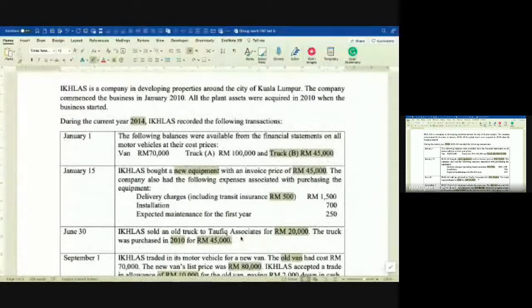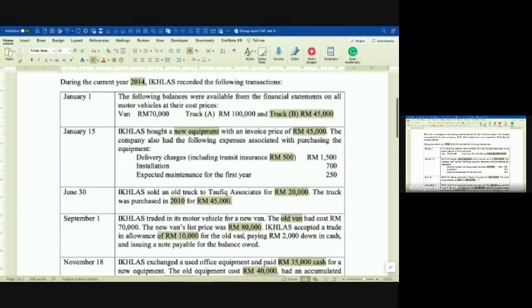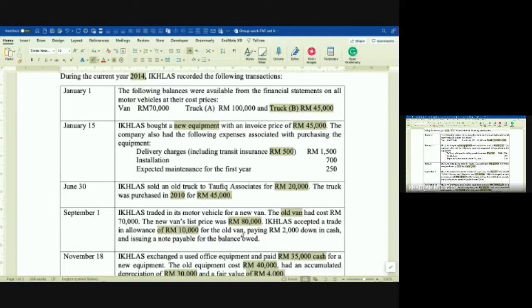You purchase in 2010, 2011, 2012, and 2013, isn't it? So there are 4 years here. Why don't you compute for 2014? Because 2014 is the year of disposal. So again, you have 2010, the year that you purchase, 2011, 2012, and 2013. There are 4 years here.